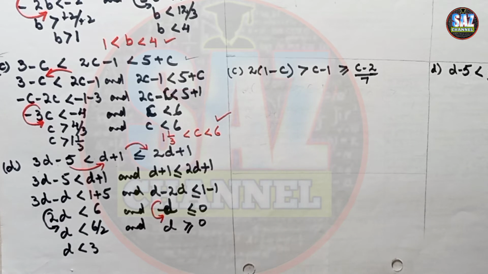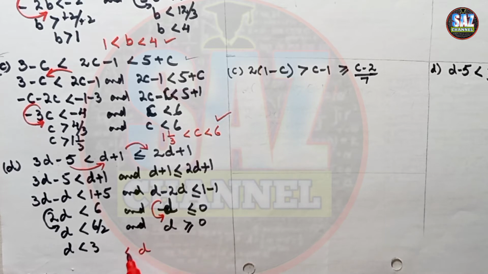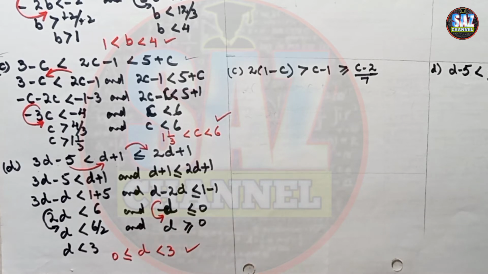So first of all, I have to write the range of values, that d is greater than or equal to 0 but less than 3. I hope these are the values of d which will satisfy these two inequalities. Let's move to the next question.